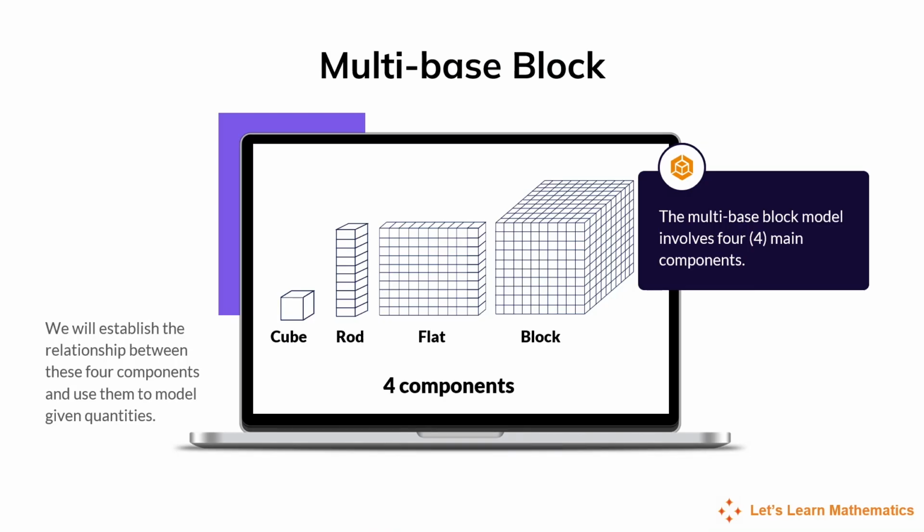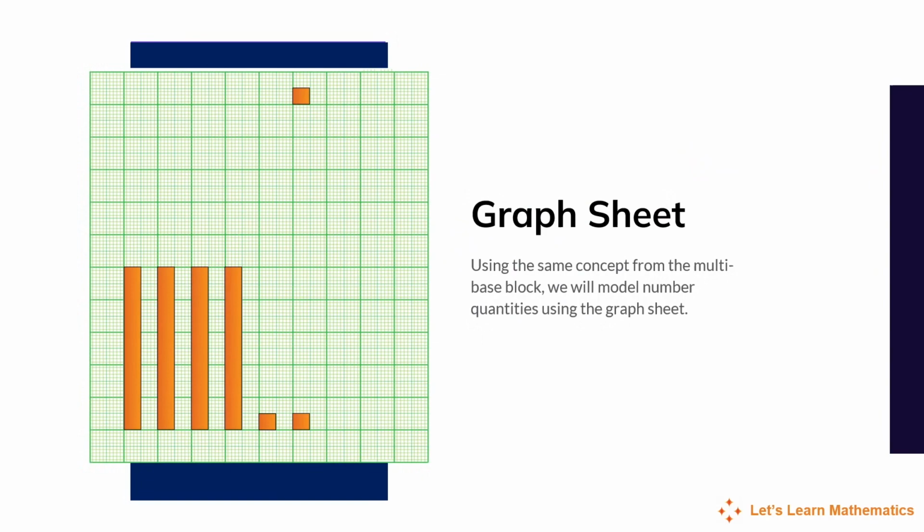As said early on, with the multi-base block, we will establish the relationship between the four components of the multi-base block. These components are the cube, the rod, the flat, and the block. The graph sheet will use the same concept from the multi-base block. That is, we will represent one square unit. We'll give one square unit the same value that we gave to the cube when we're dealing with the multi-base block.